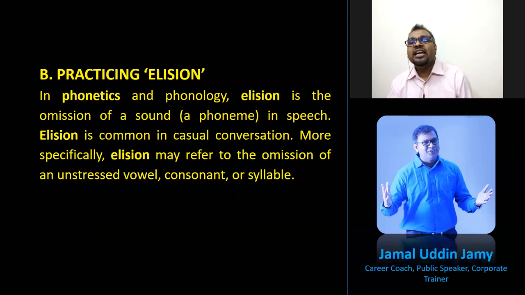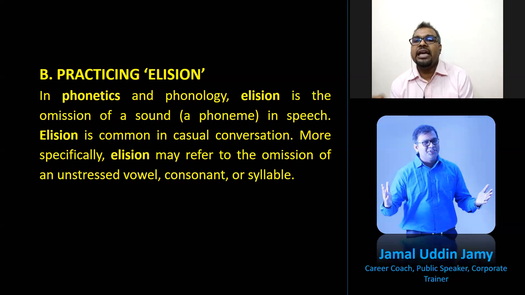You will have the consonant sounds, you'll have the vowel sounds, and these are called phonemes. There are 44 IPA symbols, International Phonetic Alphabet. If you want to learn those, I would like to recommend you go back to those videos. Omission of a sound in speech, elision, is common in casual conversation.